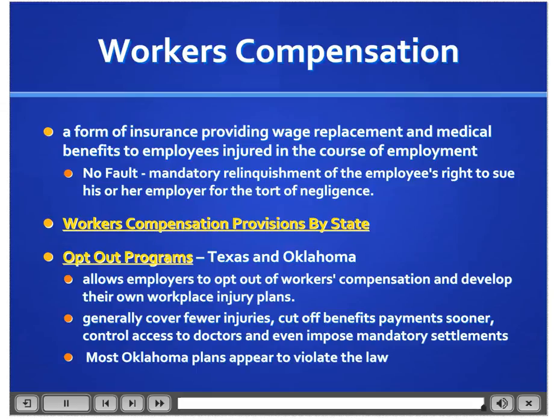Just so you're aware, workers' comp is not meant to replace your full wages, but it's meant to replace a proportion of them to help you to get through, to make sure that you can survive while you're off work because you were injured on the job. That's the goal of it.